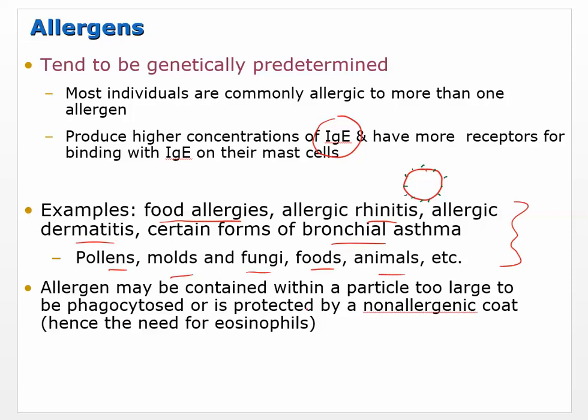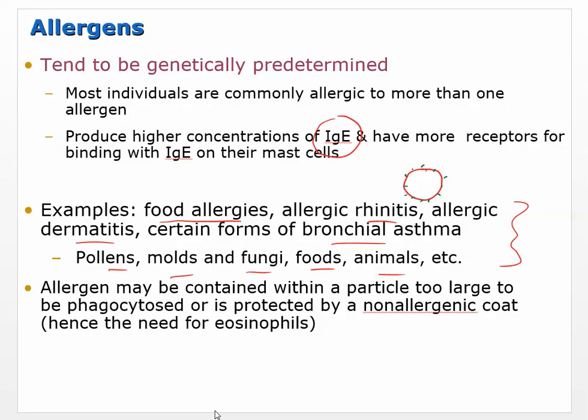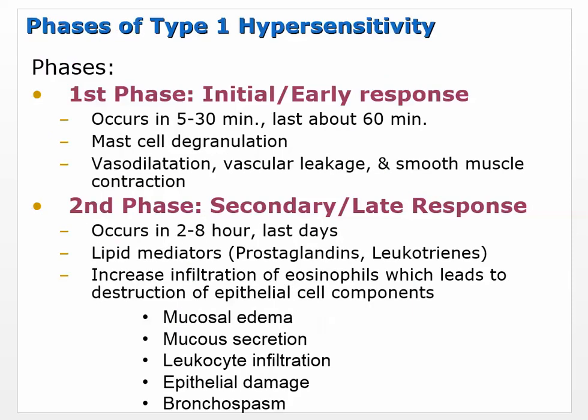So I'm going to go back to the previous slide, and we can see that another thing that happens with this is eosinophils are activated. The activation of eosinophils will then help break down, sometimes if you have a large piece of pollen with a coat around it, the eosinophils are able to take that out. And of course, eosinophils also release histamine, which increases that response. Okay, so remember, we're still talking about type 1.